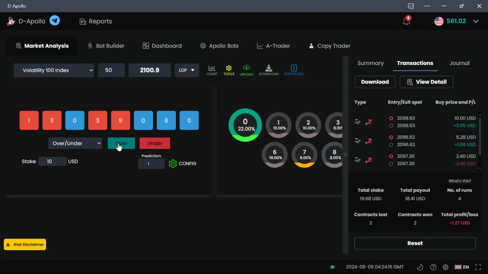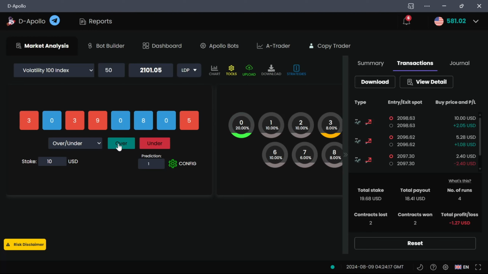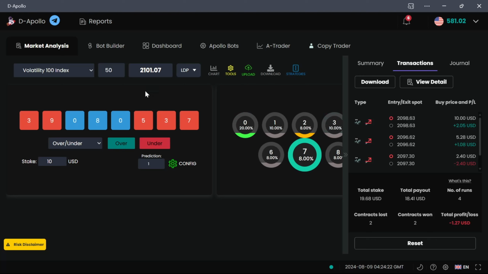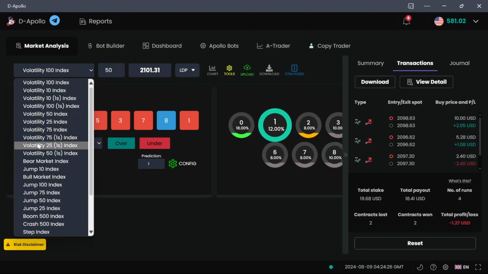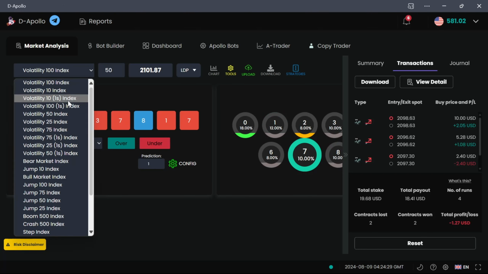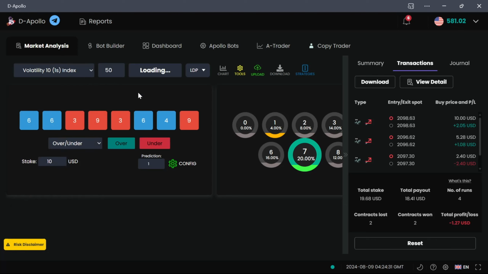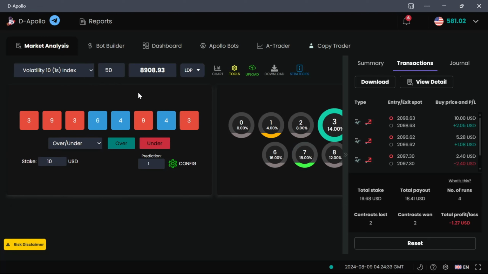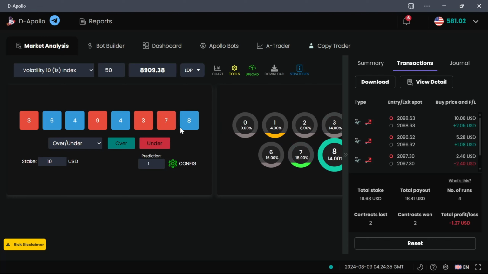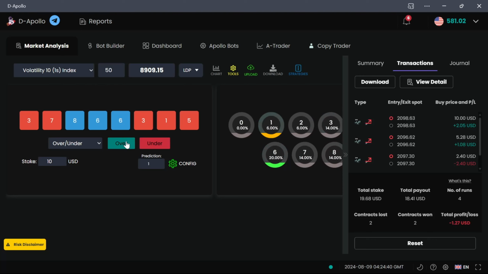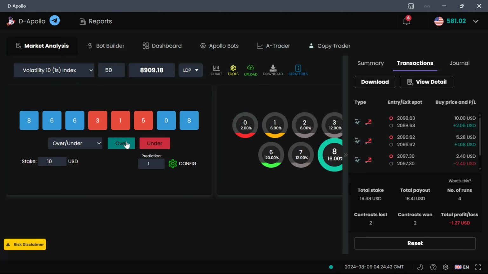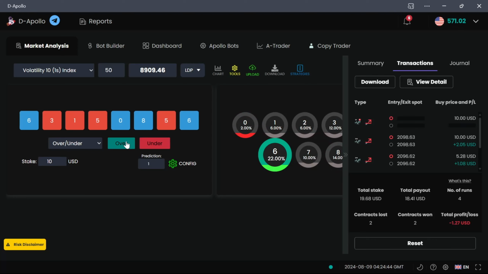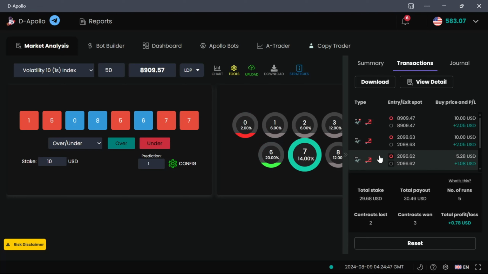Now this is the real trading situation. If you see that the market is not that favorable, you can change to any other market. For example, let's switch to volatility 10-1s, because volatility 100 is not that nice for us to trade with. When you switch to volatility 10-1s and it has fully loaded, you can again trade over one. Let me trade there. So again, you see, we have won.